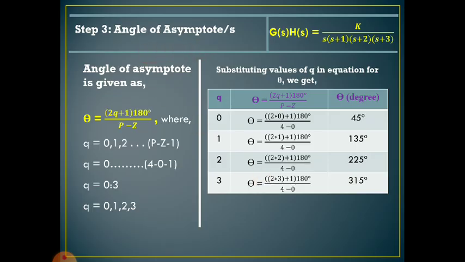So here you can make a quick note that the number of branches approaching infinity will be equal to the number of asymptotes. Here there are 4 branches which are approaching infinity. So we have 4 asymptotes having angles 45 degrees, 135 degrees, 225 degrees and 315 degrees.